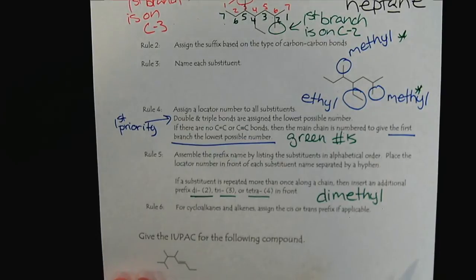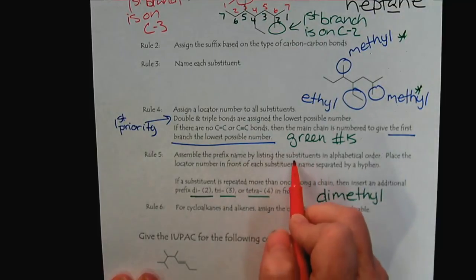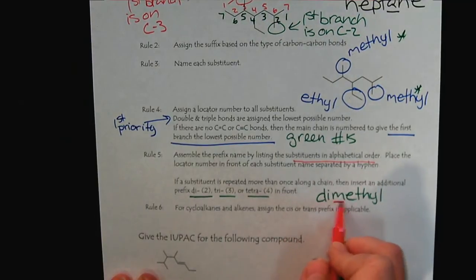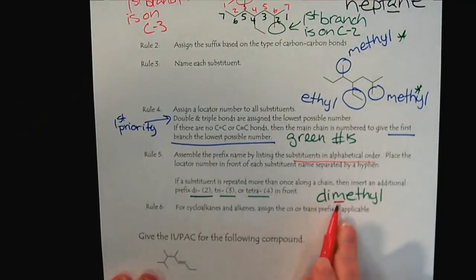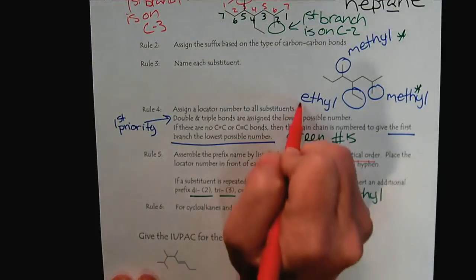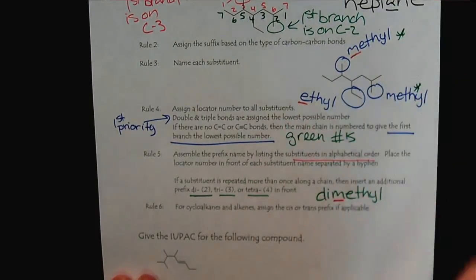Okay, so now let's put this all together. One last thing to point out is that the substituents, we give those in alphabetical order. And so even though it's dimethyl, we would use the M. So we don't consider the prefixes in the alphabetization. So E comes before M. Let's put this name together.